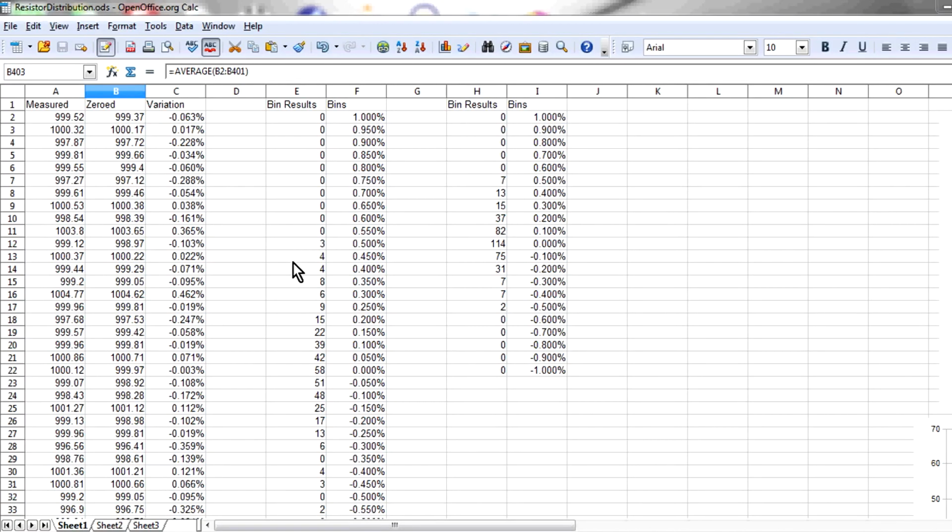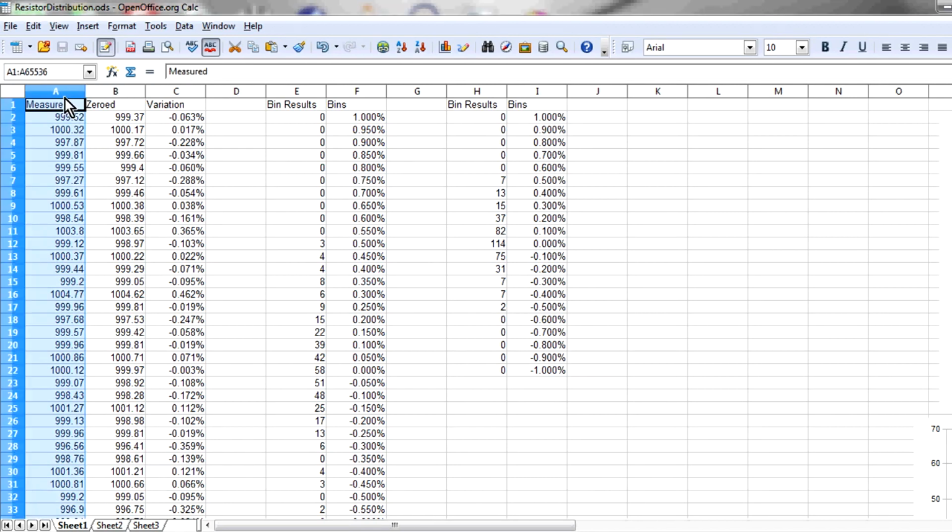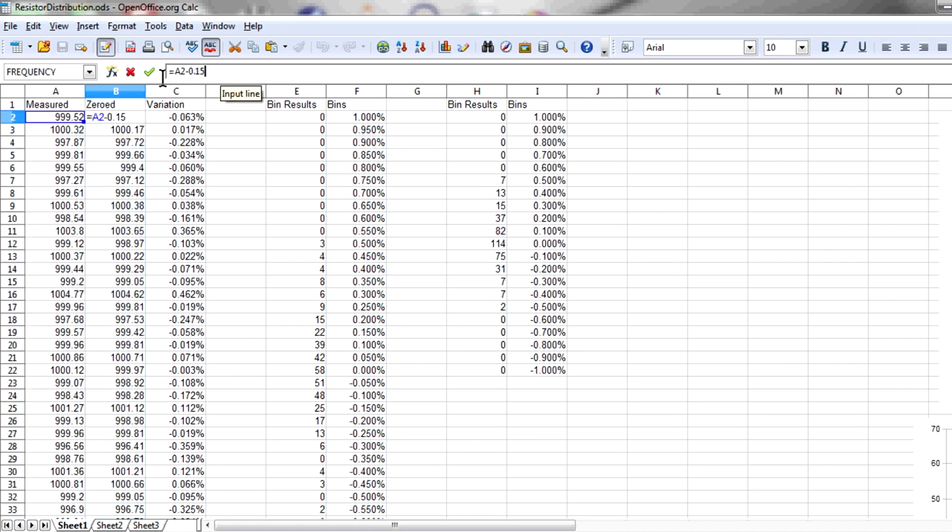Okay, here we go. We've got our data, and let's do some analysis, shall we? Now, column A here is all the 400 measured values which I entered directly from the meter, but the meter didn't zero out the lead resistance. So I've done that here in column B. As you can see, I've subtracted 0.15, which was the constant lead resistance and contact resistance we had. So column B is the true measured value of the resistor.